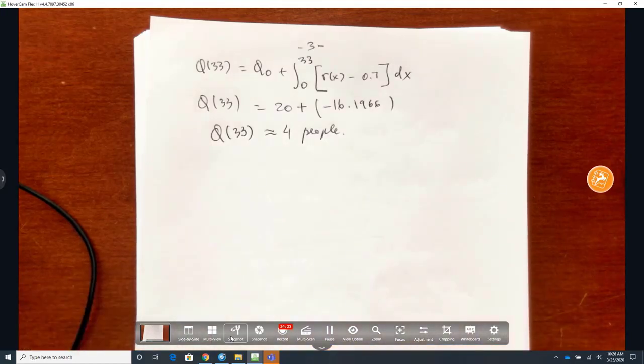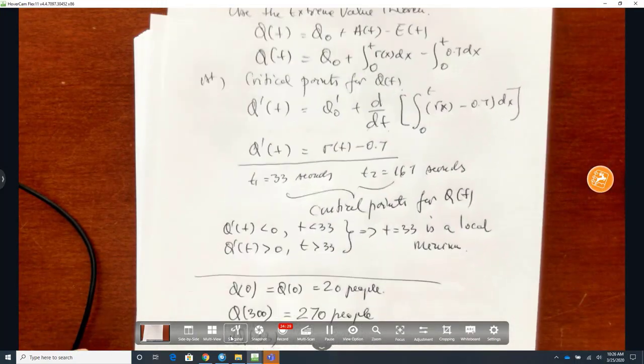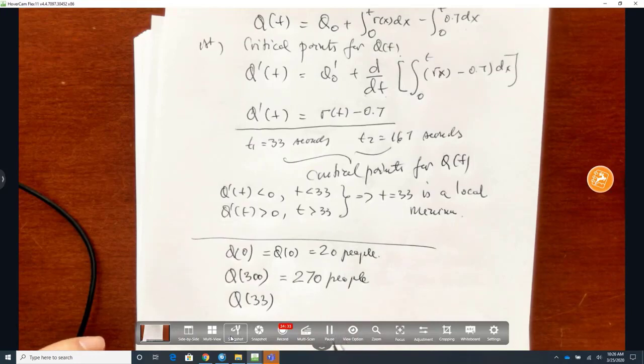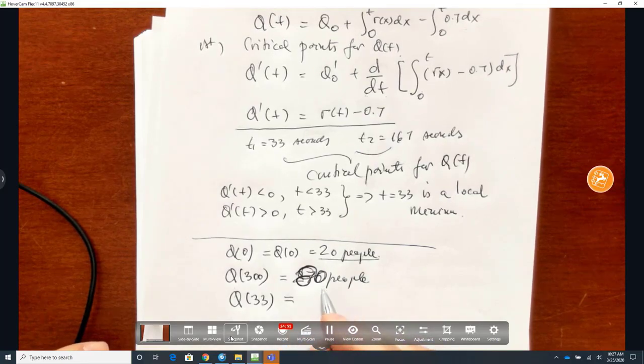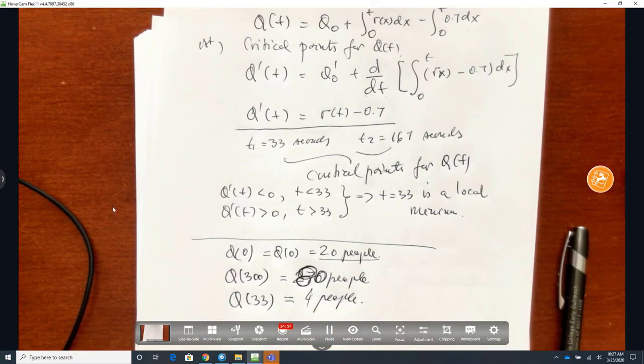Well, let's go a little bit back to where we needed those 3 measurements in order to figure out which one is the absolute minimum. At time 0, the number of people in line was 20. At time 300, oh, I think there were only 80. Why did I put 270? That was a mistake right here. And at this time, I got actually only 4 people. Okay, so that finishes our second part of the problem. Thank you.